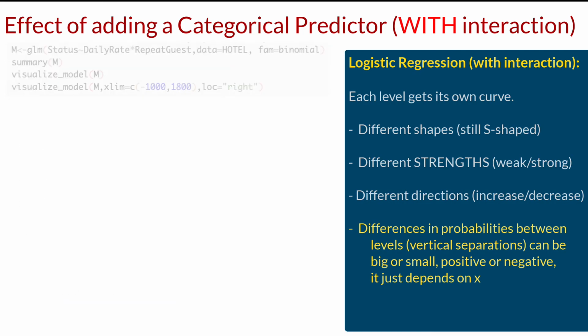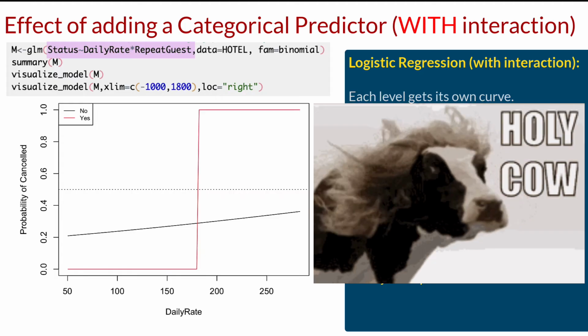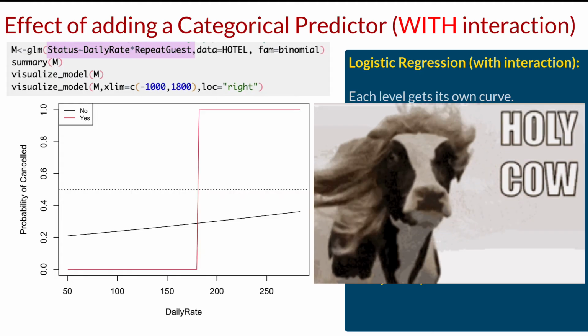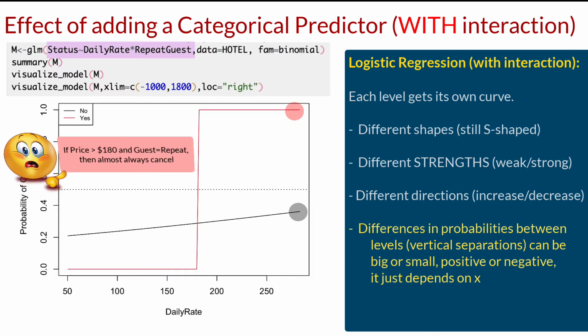Let's look at another. How does the probability of cancellation vary with daily rate and whether someone is a repeat guest? Throwing in the interaction and visualizing the model, wow, that's really quite peculiar. The probability of canceling is super steep, right below $200 for a repeat guest, but it only slowly increases for new guests. It's almost like there's a rule saying, hey, if the price is above $180 and the guest is a repeat, they're almost always going to cancel.